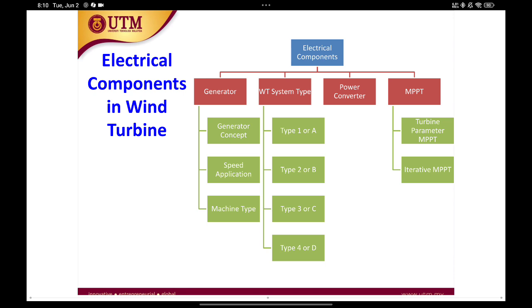Next is the power converter. You learn about the power converter used in the wind turbine. And lastly, the maximum power point tracking, similar to the PV. PV has MPPT, maximum power point tracking. The wind turbine also has MPPT. There are two types: turbine parameter MPPT and iterative MPPT. In the PV chapter 2, it is offline and online, but in this chapter 3, it is turbine parameter MPPT or iterative MPPT.